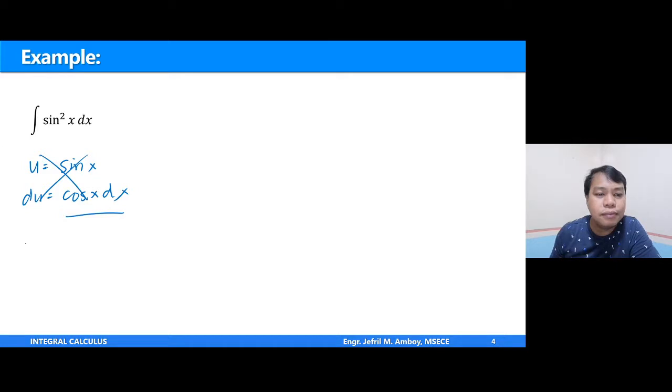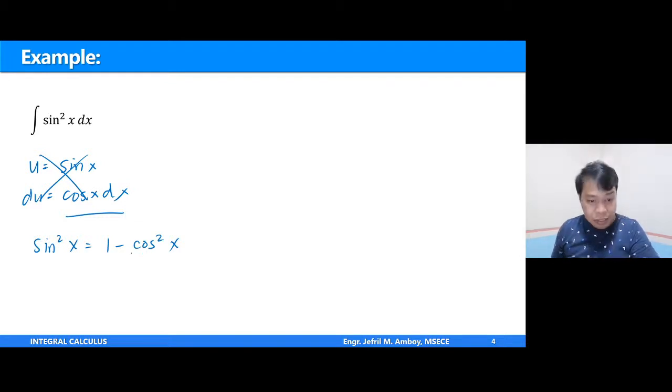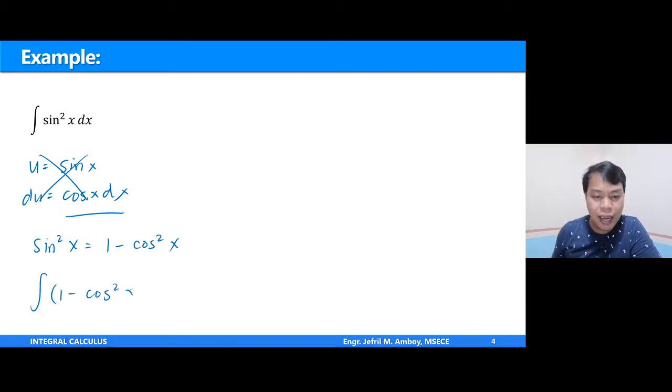Alam ko na, sir. Yung sine squared x, gawin ko siyang 1 minus cosine squared x. Di ba may identity na sine squared x plus cosine squared x equals 1? Okay? So, pag ginawa mo yan, magiging integral of 1 minus cosine squared x. Parang ganun lang din. Yung sine squared, ginawa mo lang cosine squared, di ba? So, hindi gagana ito. Okay?